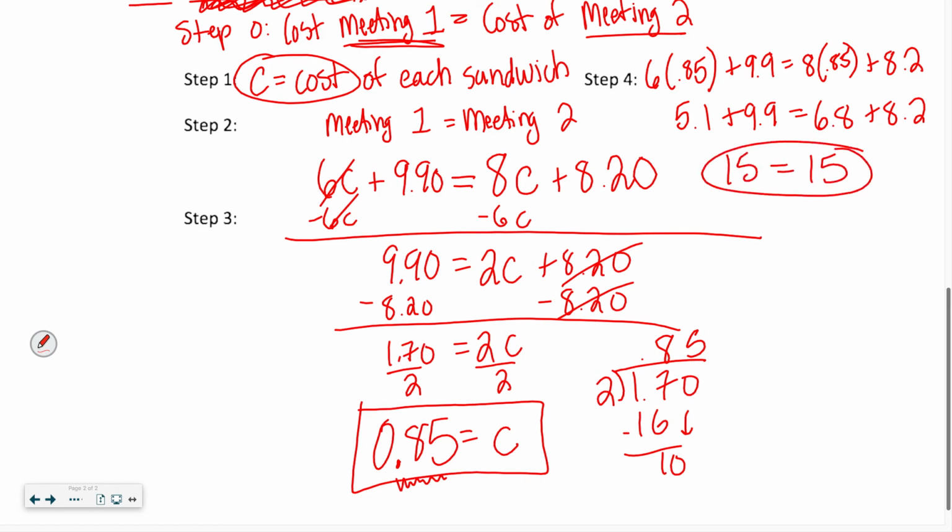It doesn't really matter what number you get here. What matters is that they are the same. If you get the same thing, you know that you've solved that equation correctly.